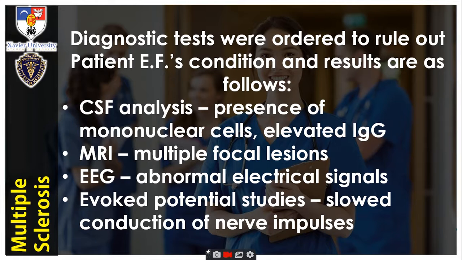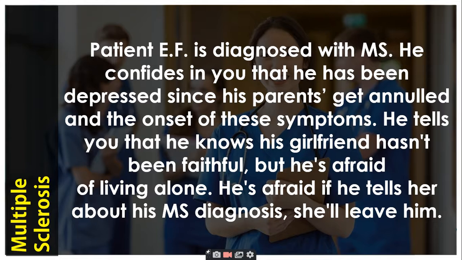Diagnostic tests were ordered to rule out patient EF's condition, and results are as follows: CSF analysis, presence of mononuclear cells and elevated IgG; MRI, multiple focal lesions; EEG, abnormal electrical signals; evoked potential studies, slowed conduction of nerve impulses. Patient EF is diagnosed with MS.